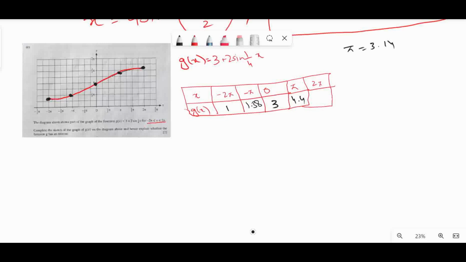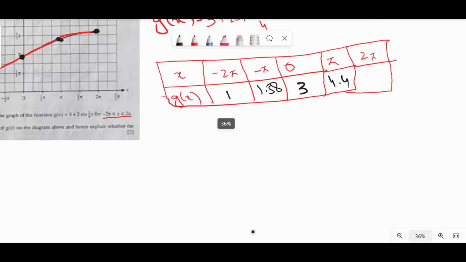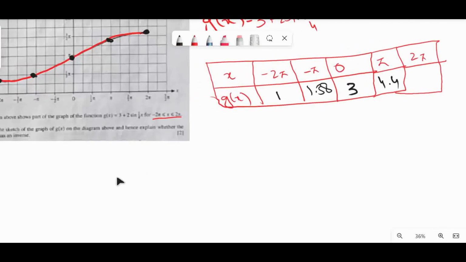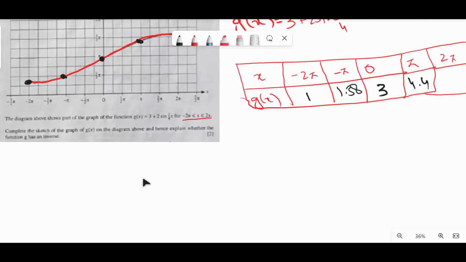Now let's see the next one. Complete the sketch. This is the first part. That completes the sketch. We have completed it. Now these black points are just reference points to plot this graph.